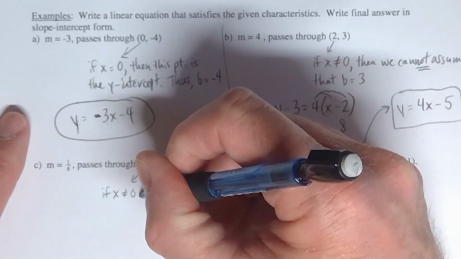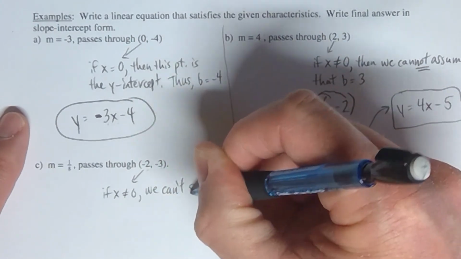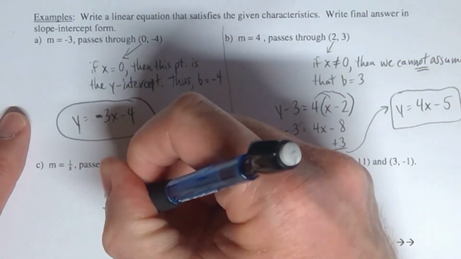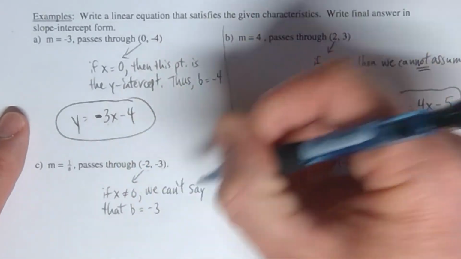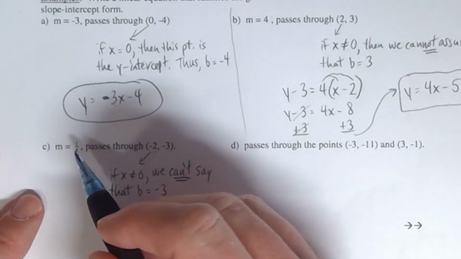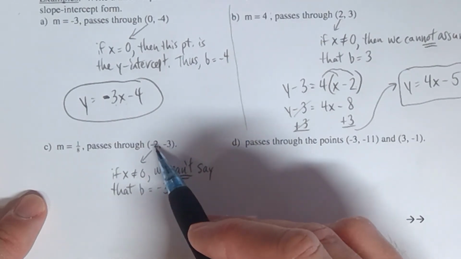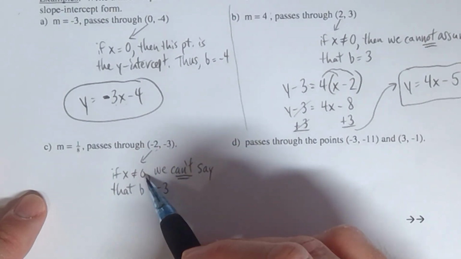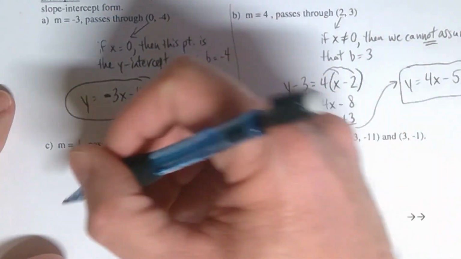So we can't say what? We can't say that b is equal to negative 3. Not allowed to say that. Cannot. Okay, so what do we do instead? Whenever we have the slope, you guys, and we have some random point which is not the y-intercept, and I know it's not the y-intercept because x is not 0, in that case, we use this secondary formula, the point slope form.